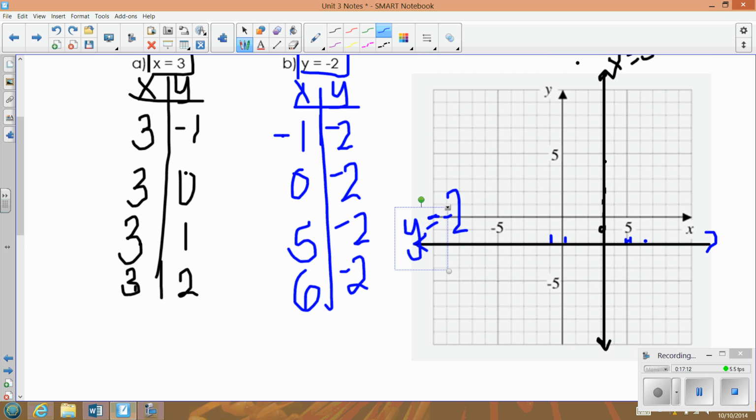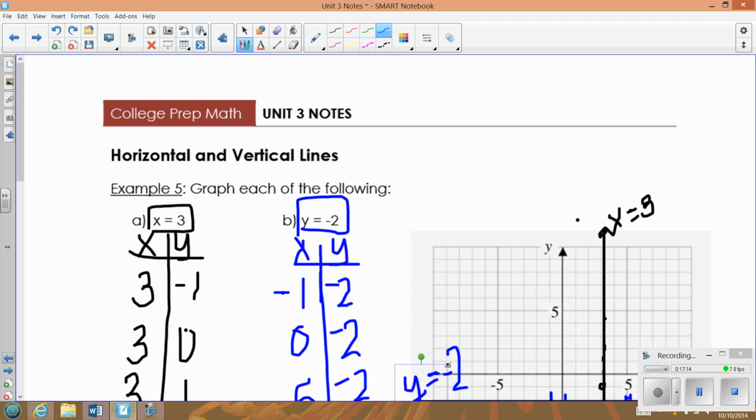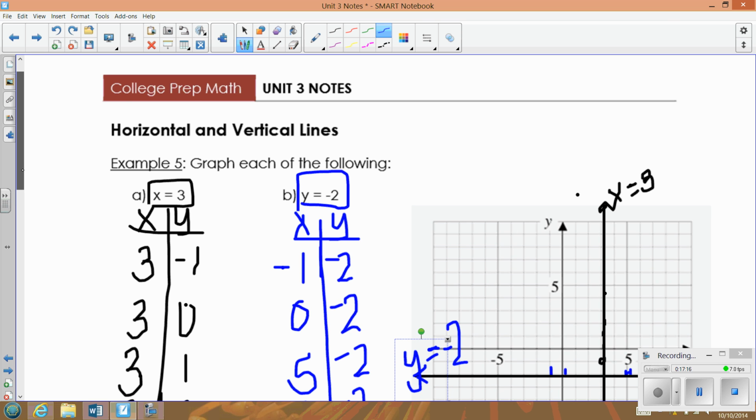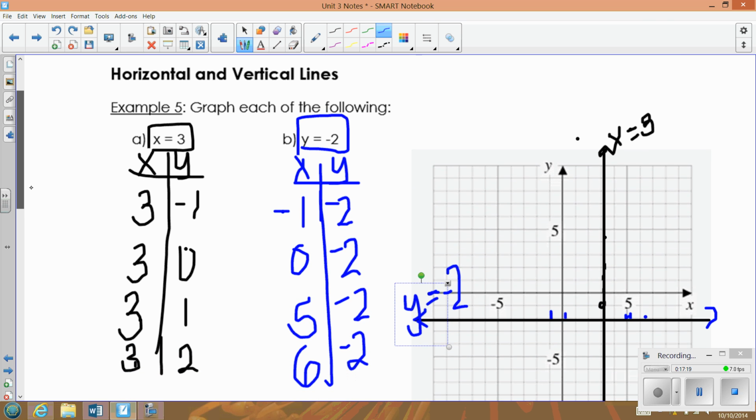Alright, so that pretty much wraps that up. So then we'll start talking about more stuff with lines in the next lesson.